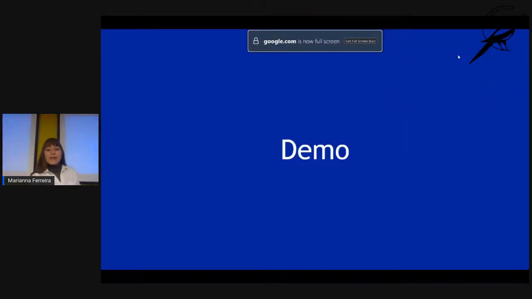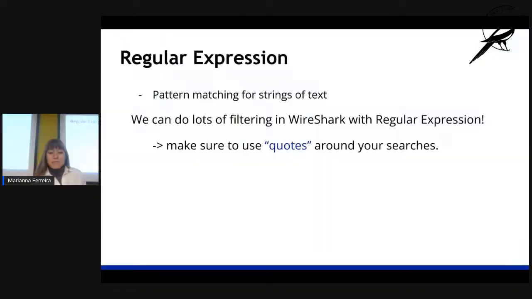If you're taking 351 right now, you're going to be learning a little bit about regular expression. But for those of you who don't actually know, we are going to cover the basics. It's just a way that we can filter through things or find strings. It's typically known as pattern matching. So we're looking for patterns in strings of text. We can do a lot of filtering with Wireshark using regular expression. If you're coding as well, you can use regular expression in code to define certain strings or find things. It just makes your life easier when you're filtering.